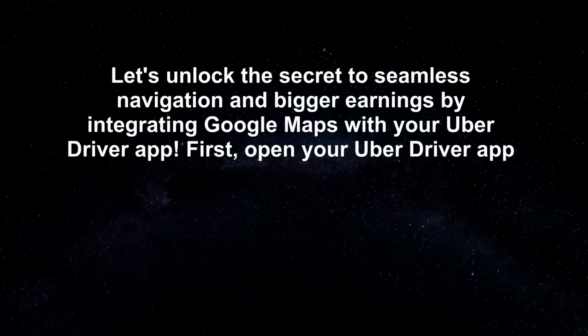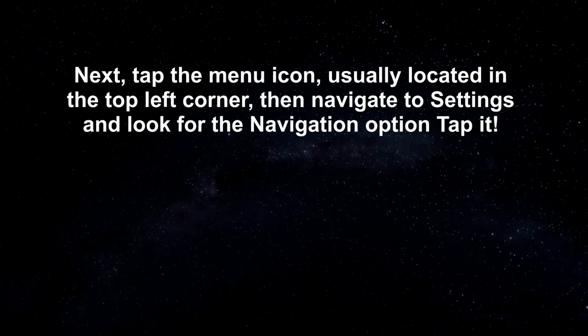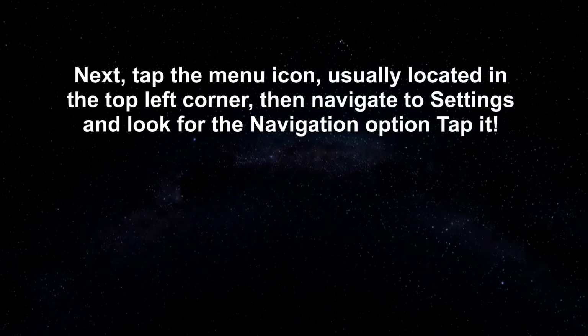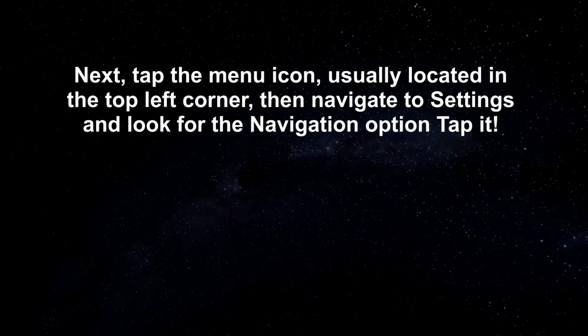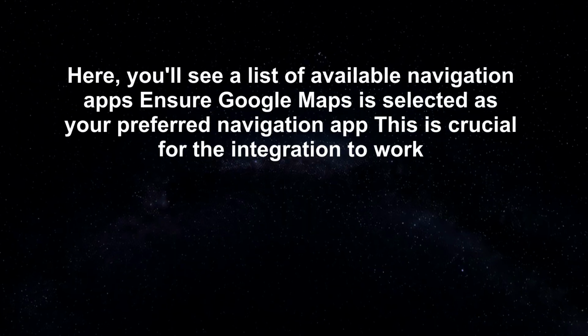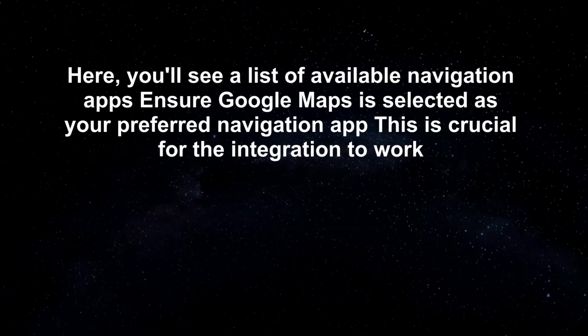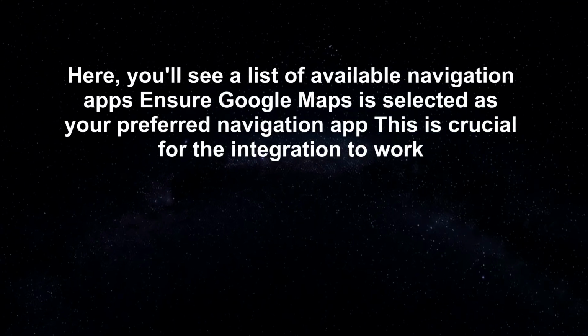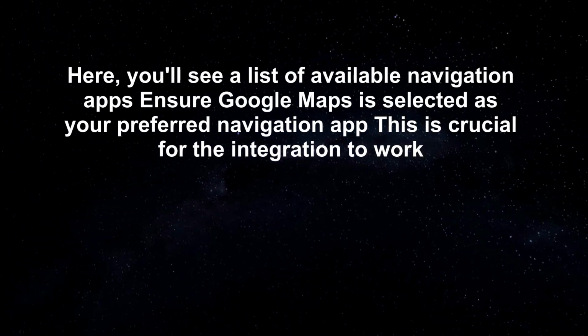First, open your Uber Driver app. Next, tap the menu icon, usually located in the top left corner. Then navigate to Settings and look for the navigation option. Tap it. Here, you'll see a list of available navigation apps. Ensure Google Maps is selected as your preferred navigation app. This is crucial for the integration to work.